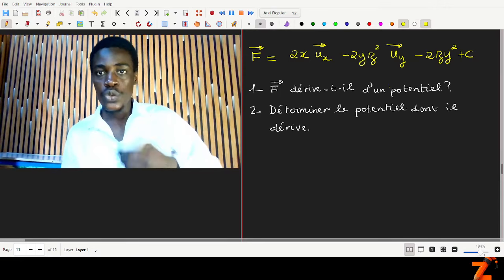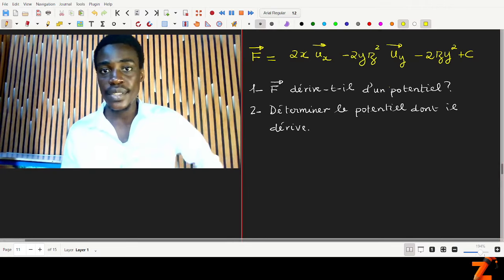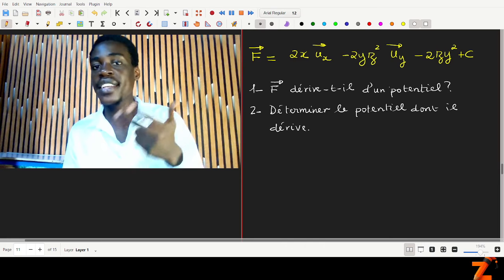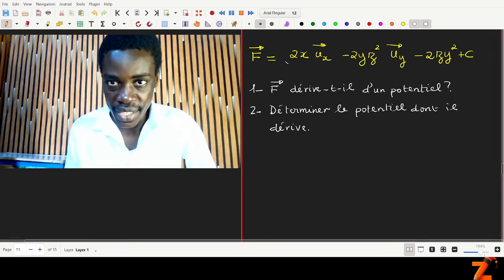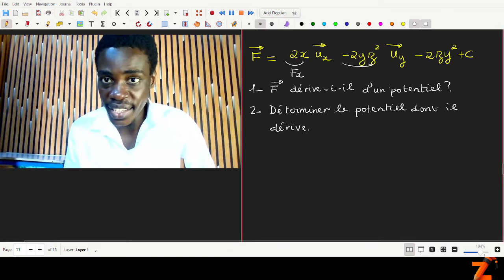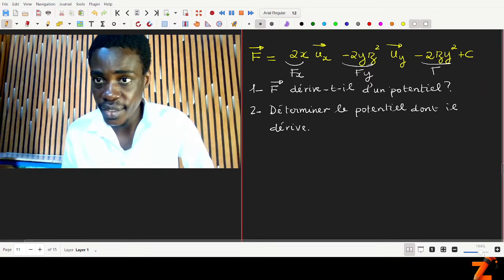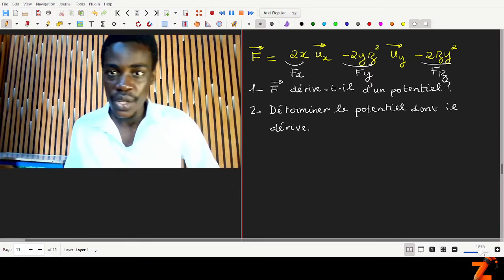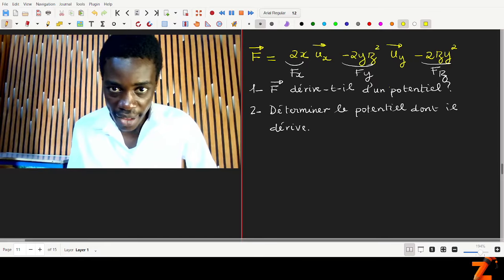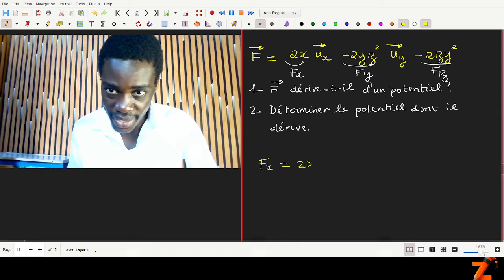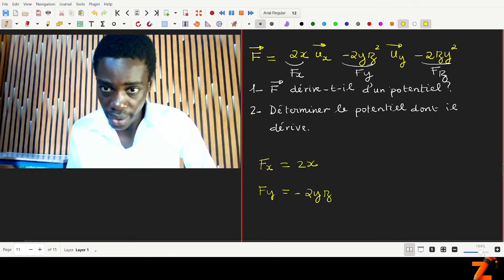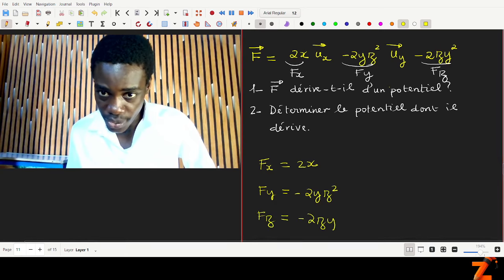Okay, so to answer this question, what is the method? First, I will determine the first component of f, the second, and the third. What is the first component of f? Is fx. The second, fy, and the third, fz. Forget this constant, okay? It is an error. So here I have fx equal to x, okay? fy equal negative 2yz squared, and finally fz, which is negative 2zy squared.